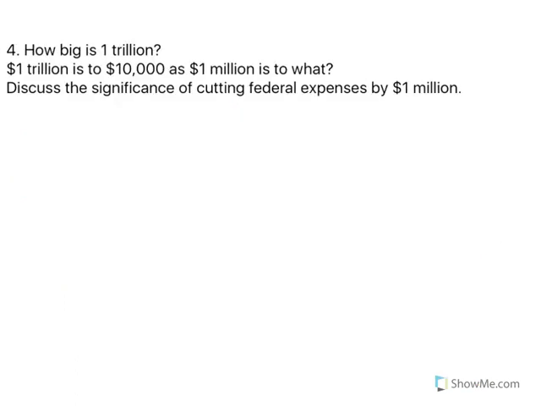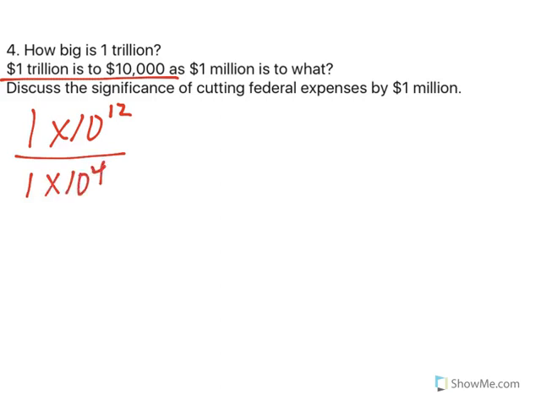Now, we're going to do some comparison of numbers of how big is a trillion, because we talk about having a $1 trillion deficit. So we're going to set up this proportion, and it starts by saying 1 trillion is to 10,000. Well, a trillion is 1 times 10 to the 12th, and 10,000 is 1 times 10 to the 4th. So 1 trillion is to 10,000 as 1 million, that's 1 times 10 to the 6th, is to what? Now, I'm not going to use x because we have x. Let's use m.